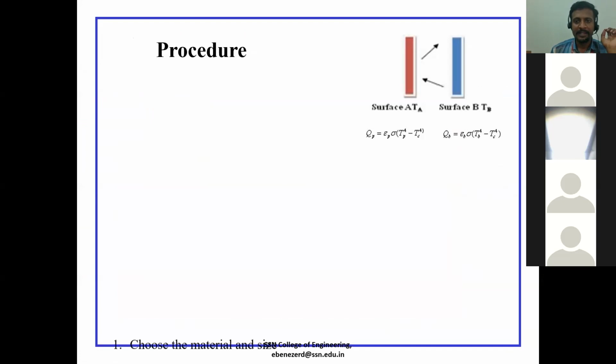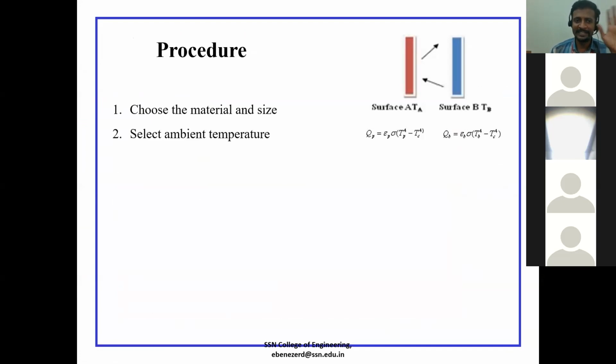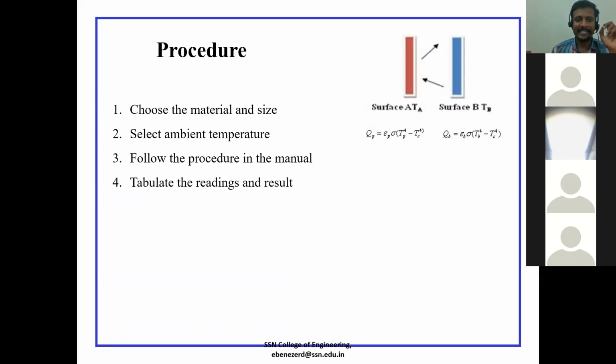Now the procedure: just choose a material and size. As I said, 2 materials. Select the ambient temperature. Do the experimental procedure. The same procedure is also there in the document, and if you want, you can read it again. Then tabulate the readings, find the result, and make the model calculation. Write the formulas on the side. Then upload it in the LMS within 3 days.